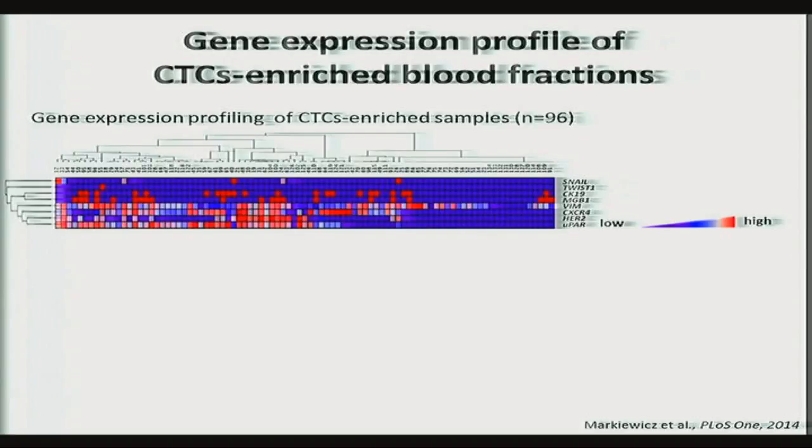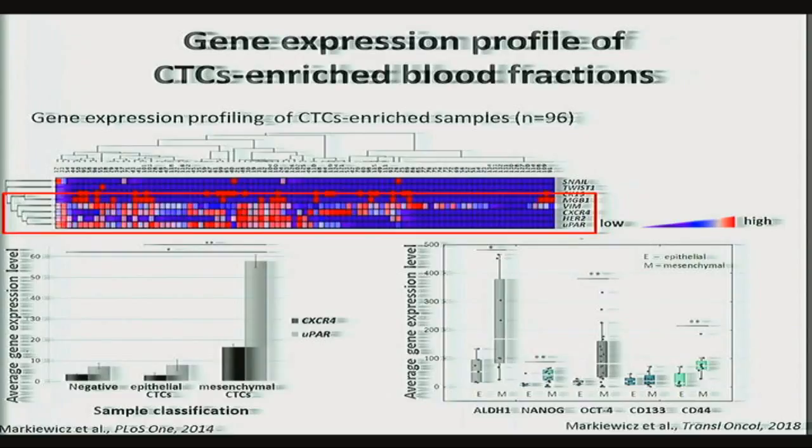And then when we looked at the gene expression analysis, we found that those mesenchymal markers were actually increased together with markers related to invasion and metastasis. CXCR4, which is a receptor thought to be involved in metastasis or attracting tumor cells into the metastatic site, and UPAR, which is a receptor involved in degradation of the extracellular matrix, were increased in mesenchymal CTCs in comparison to epithelial CTCs. When we looked at the expression of stem cell markers, we also noted that almost all of the markers were increased in mesenchymal CTCs.